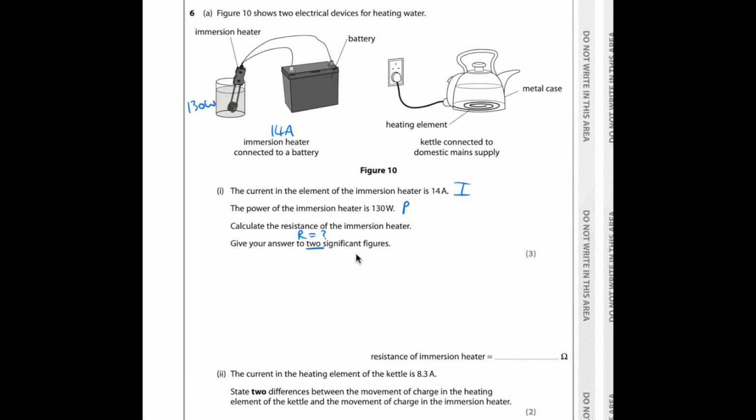Right, what equation do you know that connects I, P and R? Well, P equals I squared times R. Put that in a magic triangle. Top shelf, divide by I squared, and R would go on the bottom, and then P would go on the top. Cover up what you're looking for, so R, and what we're left with is P divided by I squared.